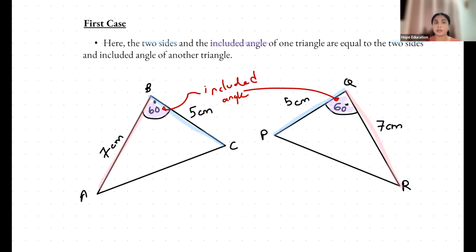Also, the included angle. Included angle means the angle between the two sides we are considering. In this triangle, the two sides we are considering are AB and BC. What is the angle between AB and BC? That is 60 degrees. In this triangle, the two sides we are considering are PQ and QR. What is the angle between PQ and QR? That is also 60 degrees. Now this side is equal to this side, this side is equal to this side, and the included angles are also equal. Therefore, we can say that these two triangles are congruent.